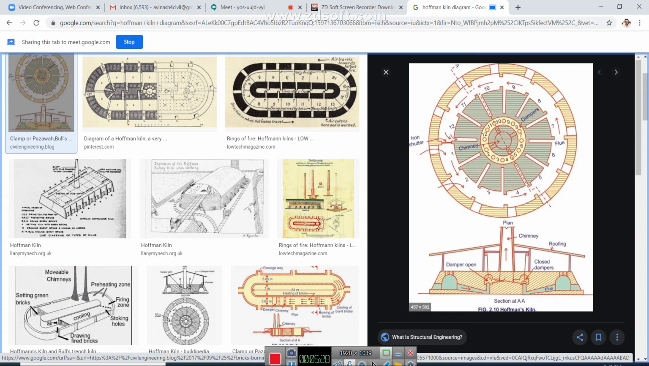Okay, when we were discussing the clamp method, I told you that the clamp method does not require any expertise. But there are certain advantages when we speak about this kiln method. First, the bricks will be burnt uniformly and evenly. So the quality of bricks produced using this method is very high.